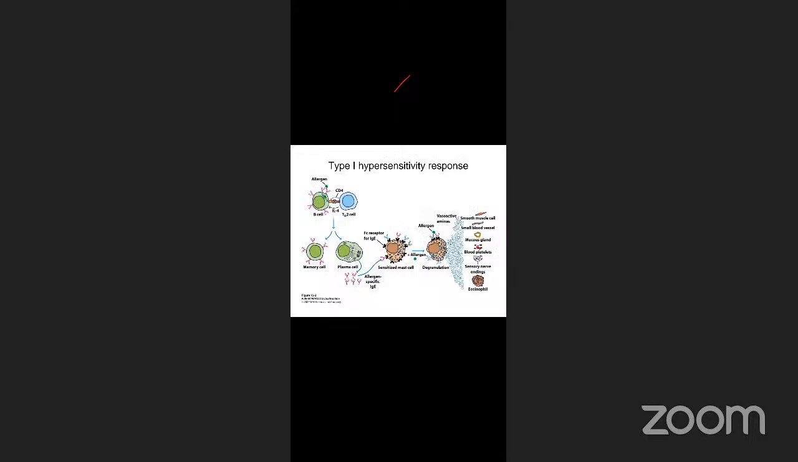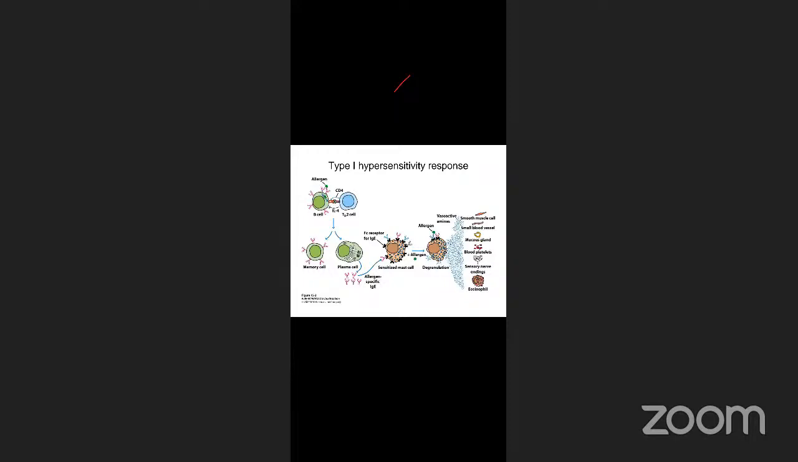Okay, and don't worry about this slide. This is how the hypersensitivity one reaction takes place. And first, what happens in the first step: when immunoglobulin E is located on the mast cell, they are called sensitized.